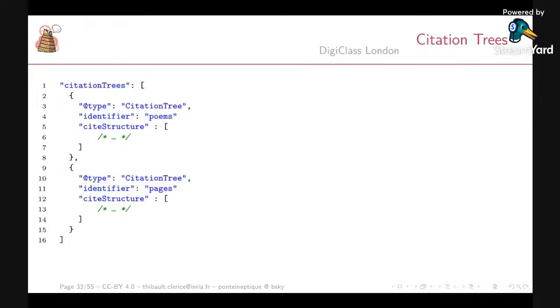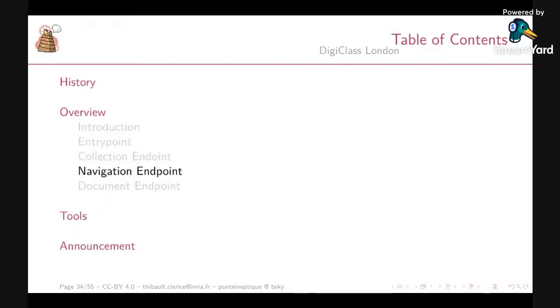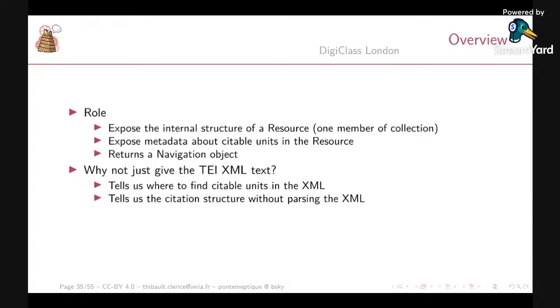And this is how another one would look like. The first citation tree that is provided is expected to be the default one. So poems will be used by default when you don't specify the tree that you want to use. And if you want to use pages, you will have to say citation tree equals pages. The navigation endpoint is basically, I don't like table of contents because a table of contents normally is curated. So it's an uncurated table of contents, basically.